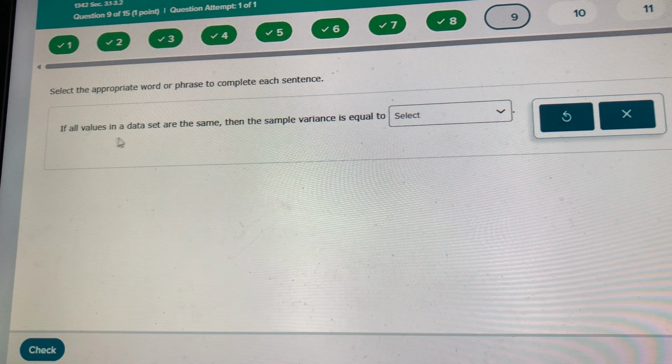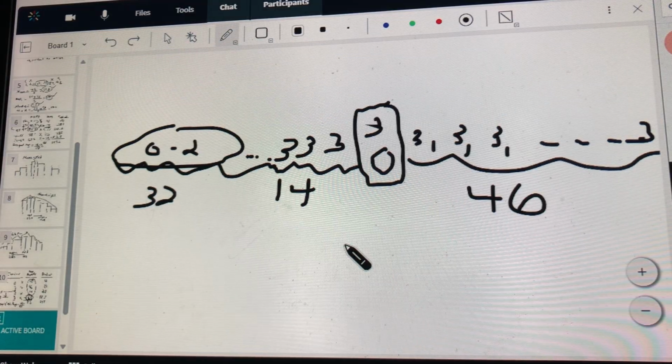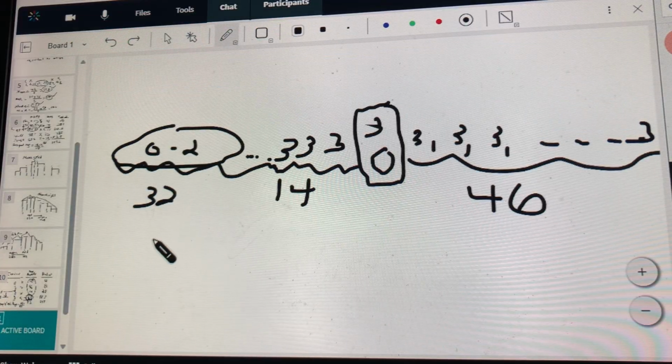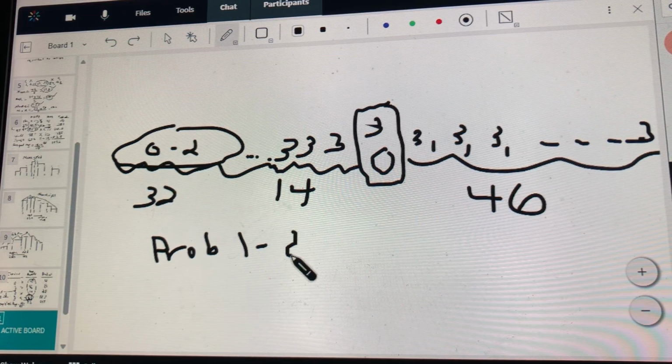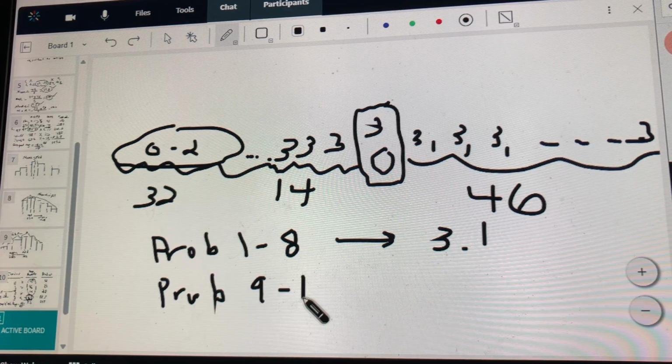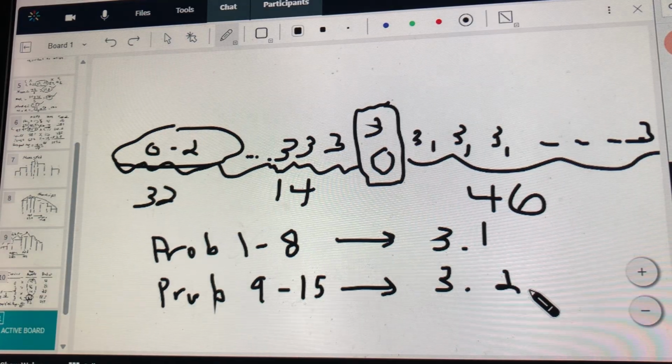Okay, if all the data set are the same, okay, wait, we need to stop for a second. Okay, so we just did problems 1 through 8. Problems 1 through 8 were the section 3.1, and I can tell we've switched to 3.2 now. Problems 9 through 15 are 3.2. Okay, so we're kind of a little past the halfway point.